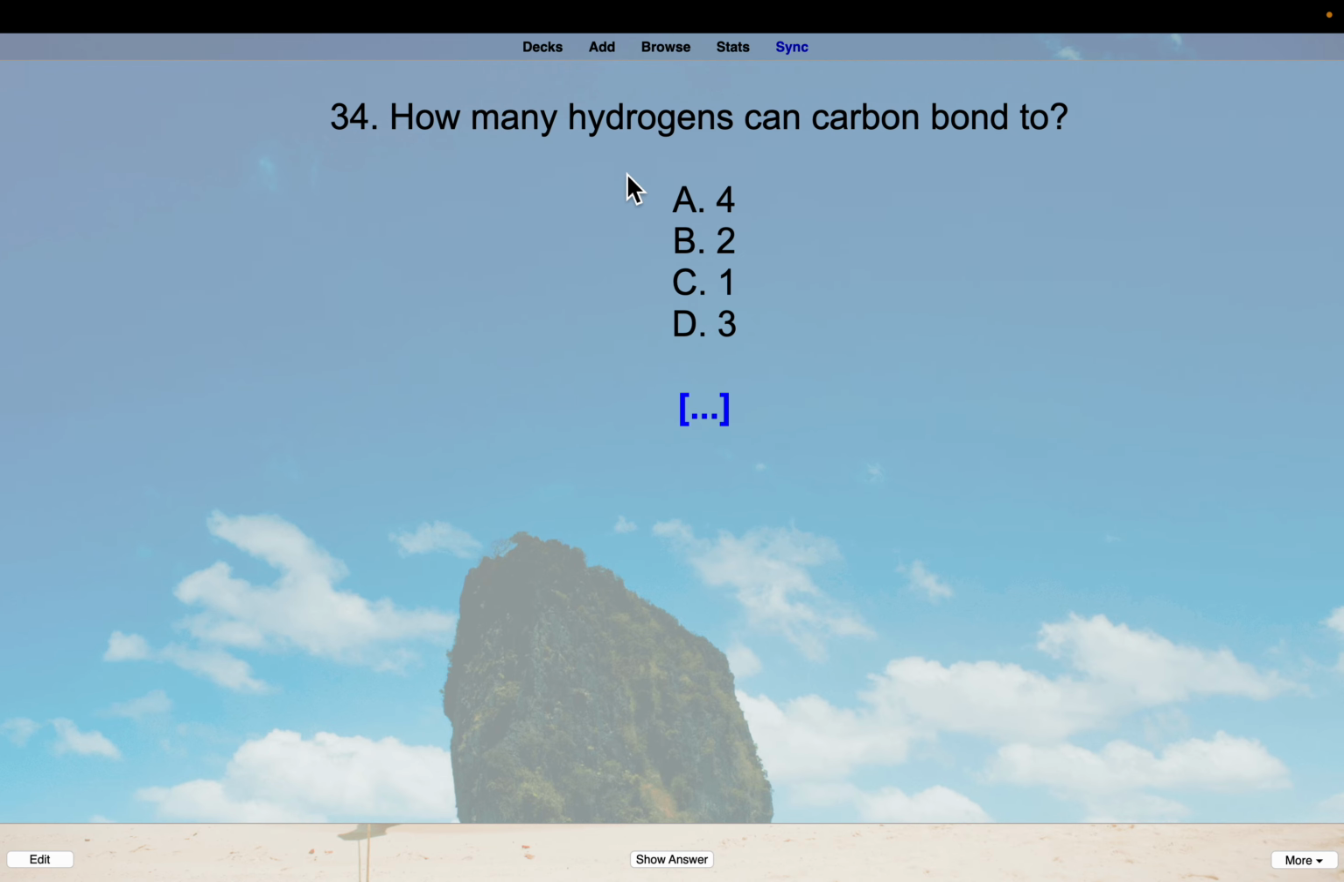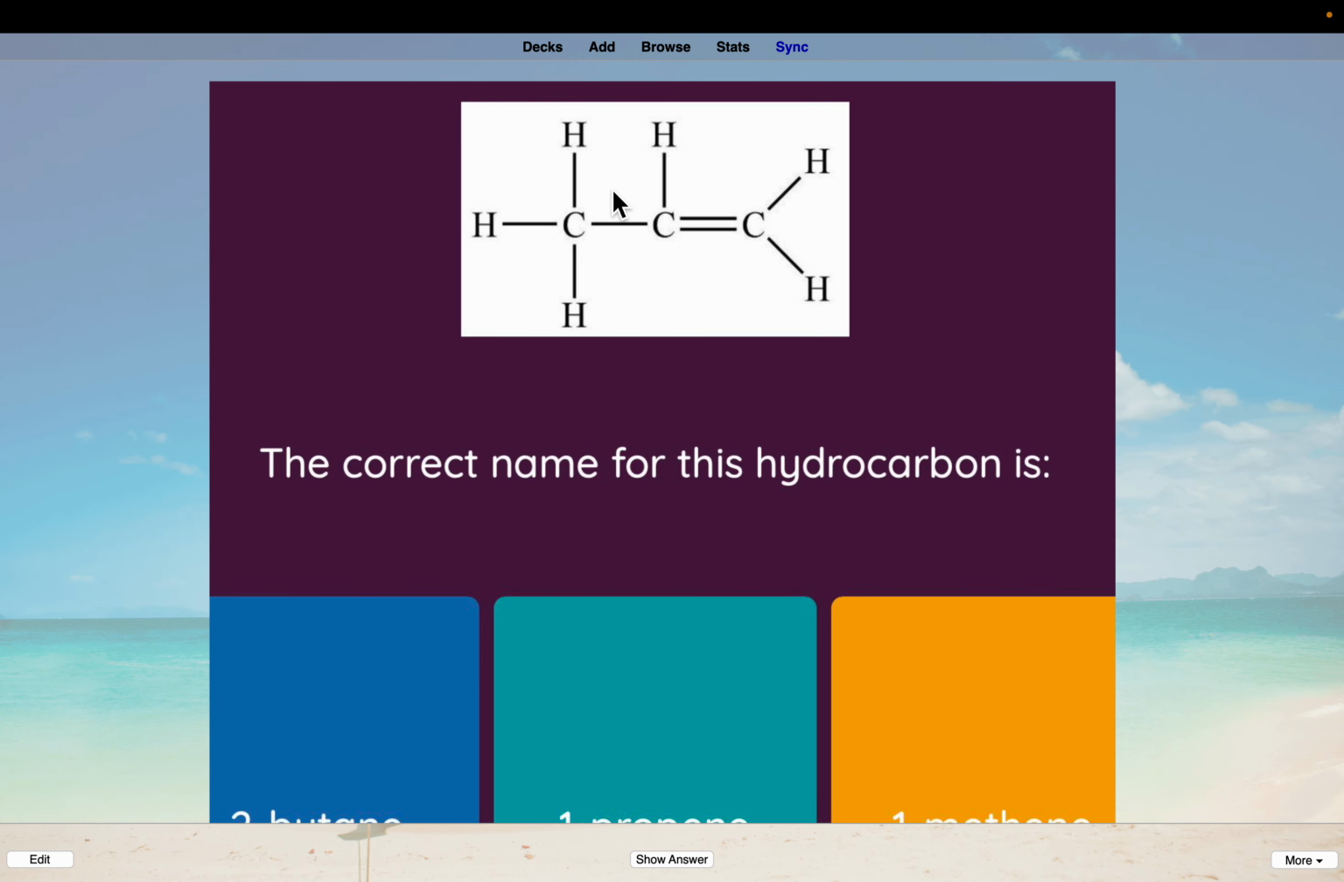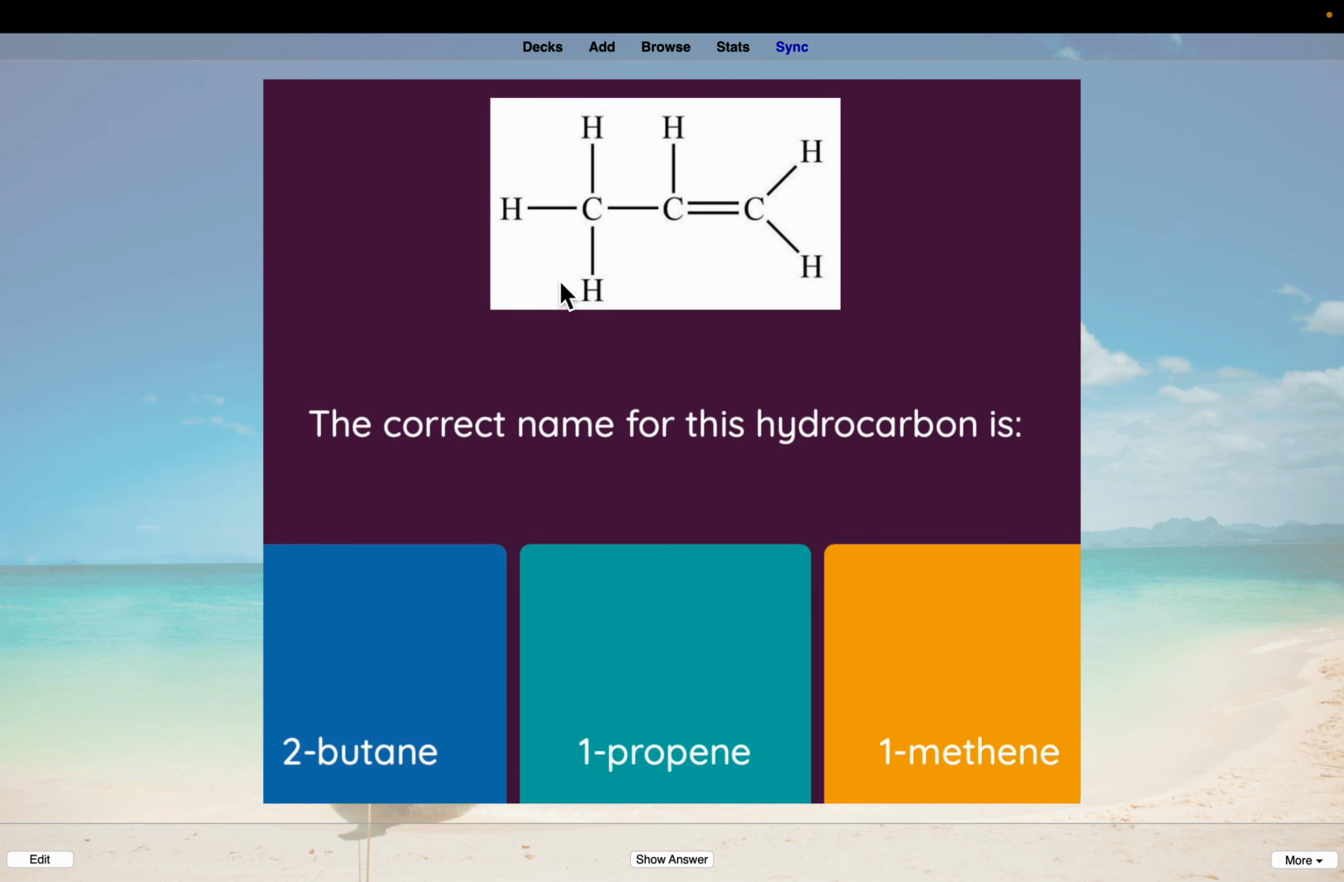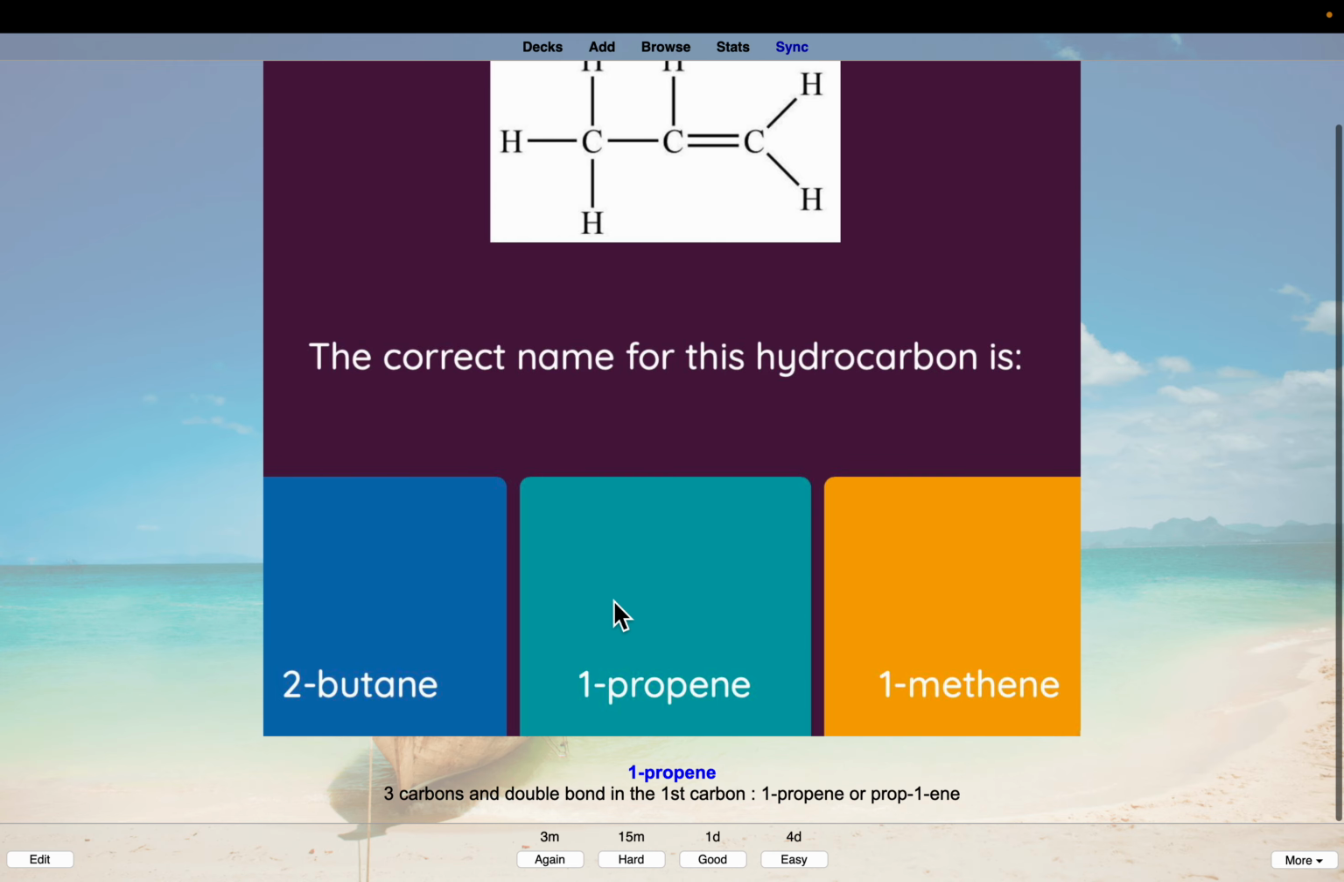No, period. How many hydrogens can carbon bond to? 4. The correct name for this hydrocarbon is, we start counting from the right, 1, and then prop, because we have 3 carbons. 1 propene.